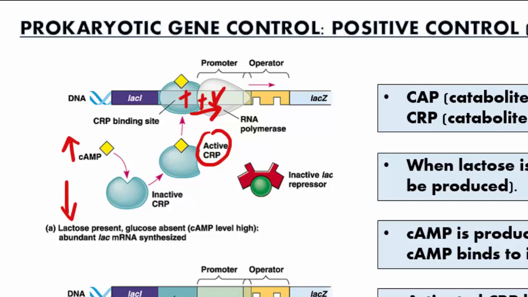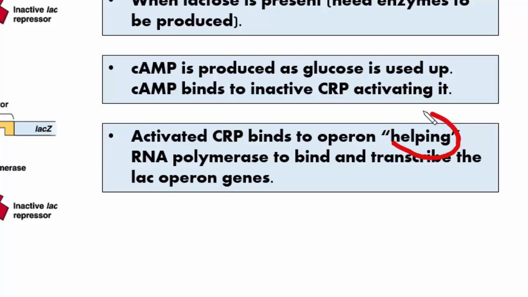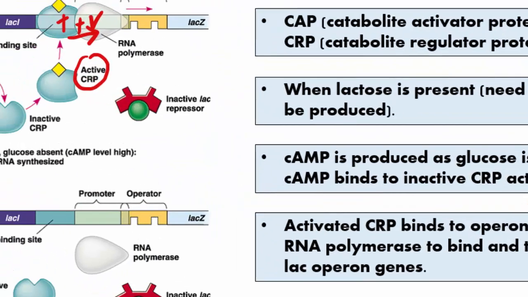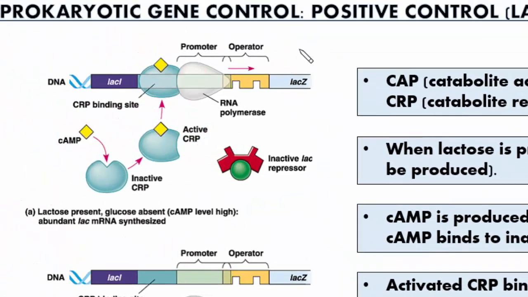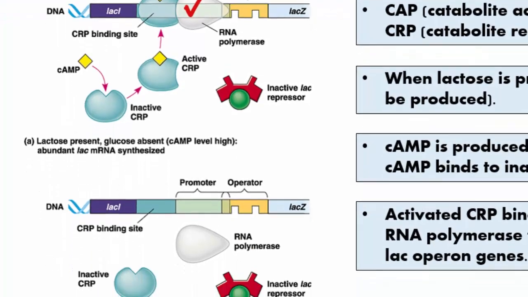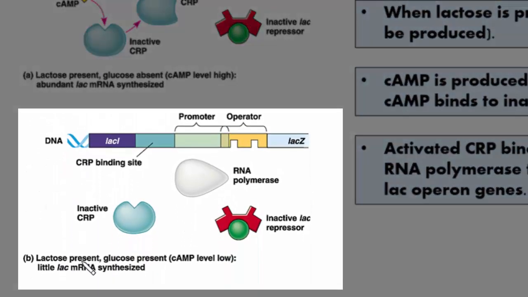It assists or it helps. Down here, I've talked about helping. It helps the RNA polymerase to bind and to transcribe those lac operon genes. So lactose is present. We need to make those enzymes. Using up glucose so far. All right, so I'm going to switch over to lactose. Cyclic AMP is high. Therefore, it binds to the CAP protein, which binds to the DNA, to the operon, assisting RNA polymerase. Now, when lactose is present, again, but glucose hasn't been used very much, all right?